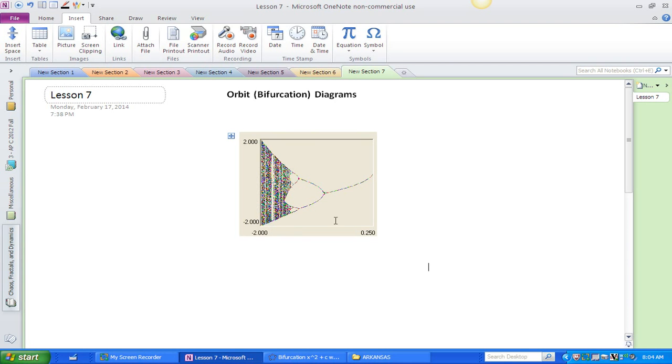And so that's the orbit diagram, or the bifurcation diagram, for y equals x squared plus c. It shows all of the important behavior of this iteration, and it enables you to see where the bifurcations occur and where the chaotic regions are. Just a general overall view of it.